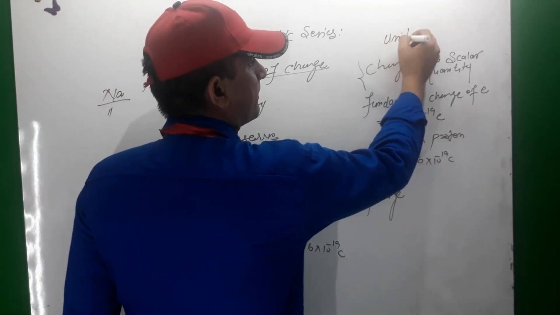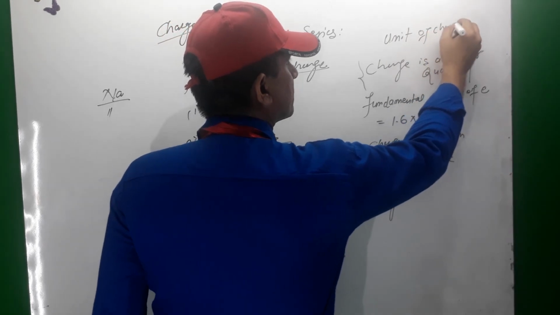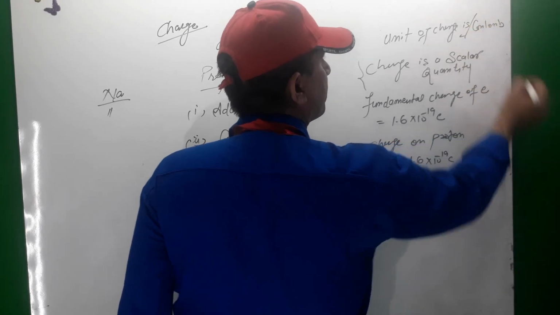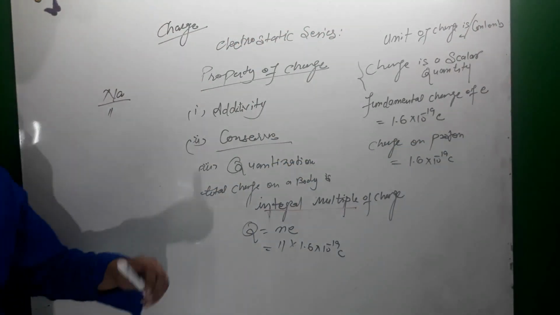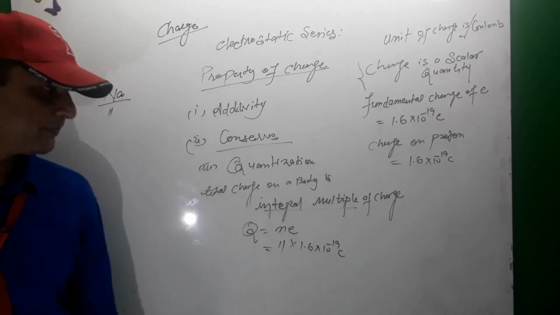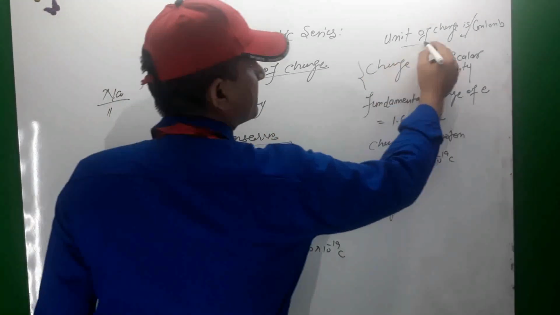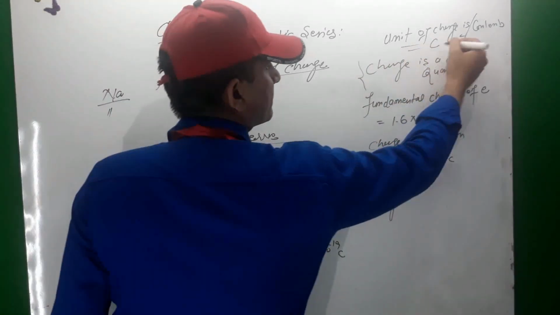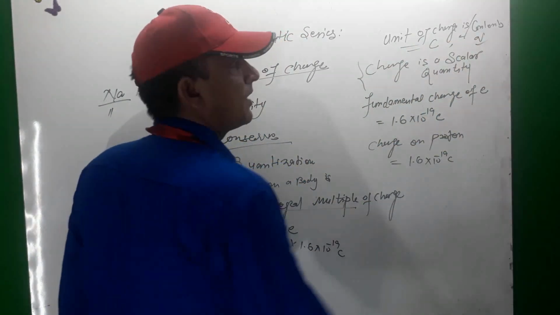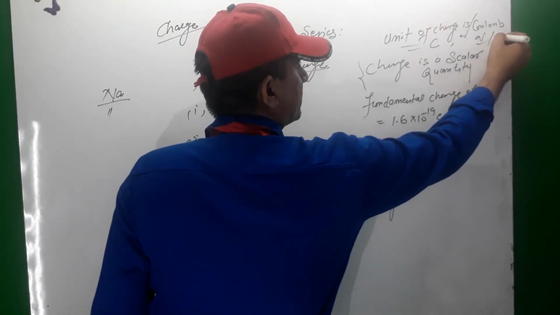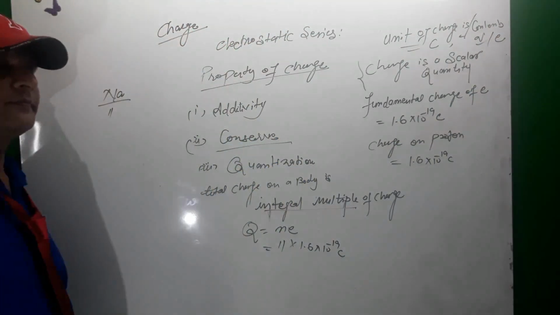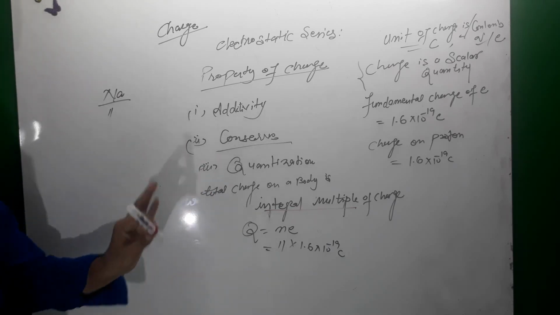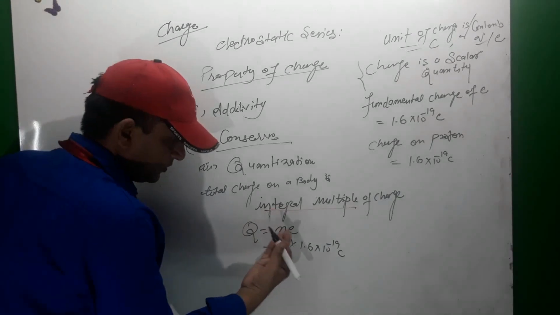The unit of charge is coulomb. The symbol is C. And we denote charge by Q. For an electron only, we denote it by e. e will be for an electron and Q will be for any body. So here Q is equal to N e.